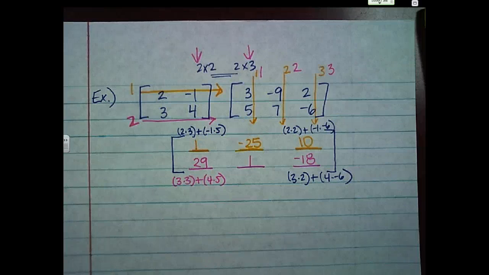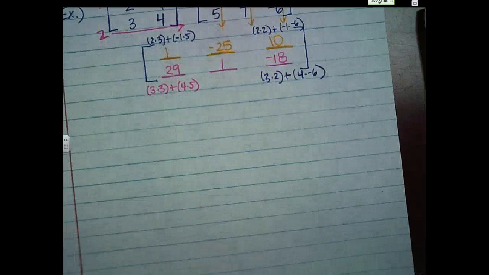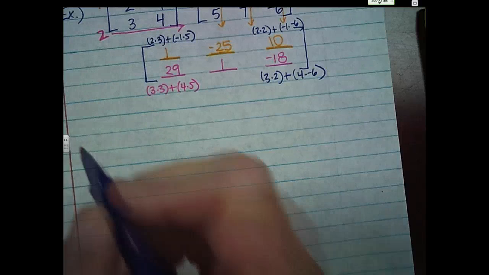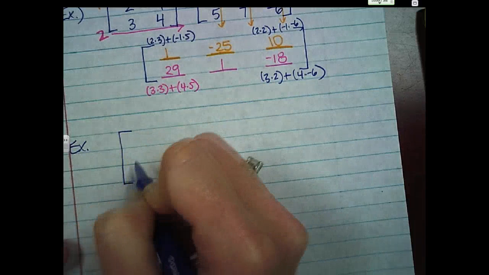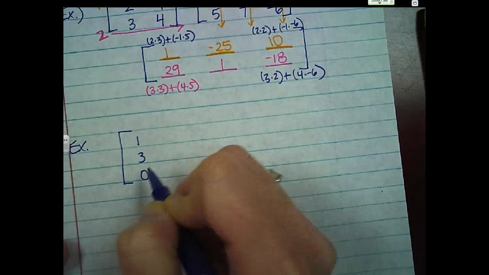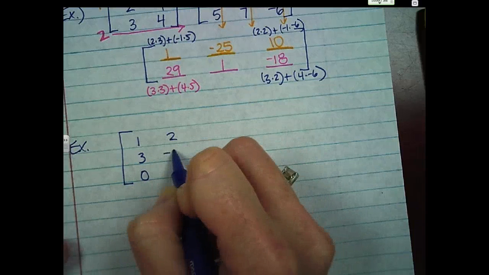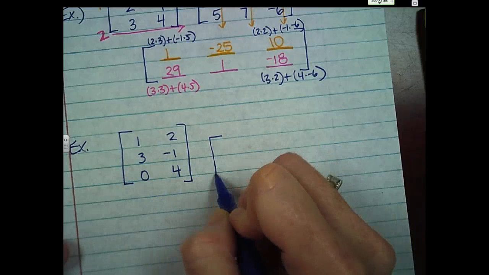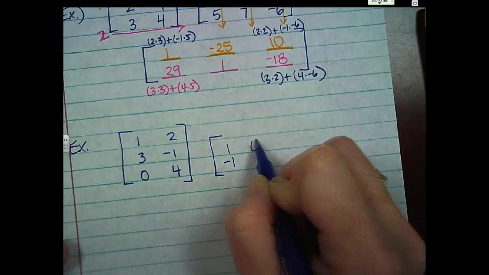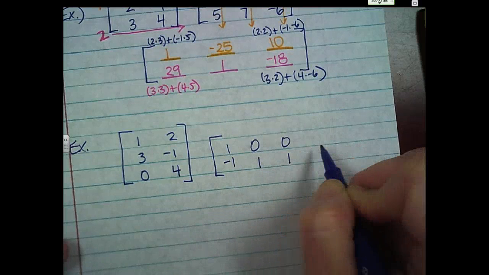I know it took forever to do the first one, but I was just trying to drill it in your brain, okay, on how. So let's go to the next problem. Here we go, write it down. Okay. 1, 3, 0, 2, -1, 4. We're going to try to multiply that by a 1, -1, 0, 1, 0, 1, and -1, 0.